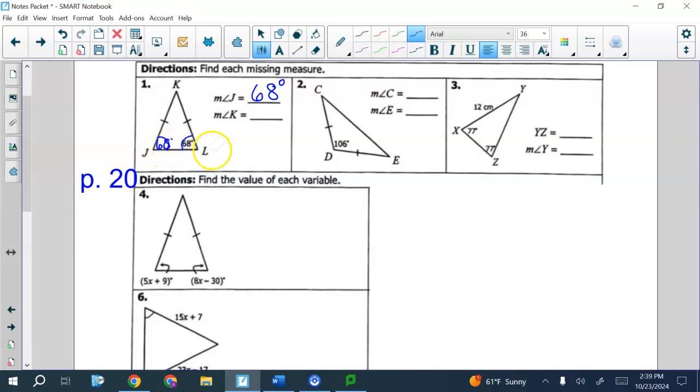So what you can do is think, how much have we already used? We've used 68 plus 68, which is 136. So then what I need to do is take 180 minus 136 to see what angle K would be. And then we can get 44 degrees. Okay. Why don't you guys pause the video and go ahead and try 2 and 3.